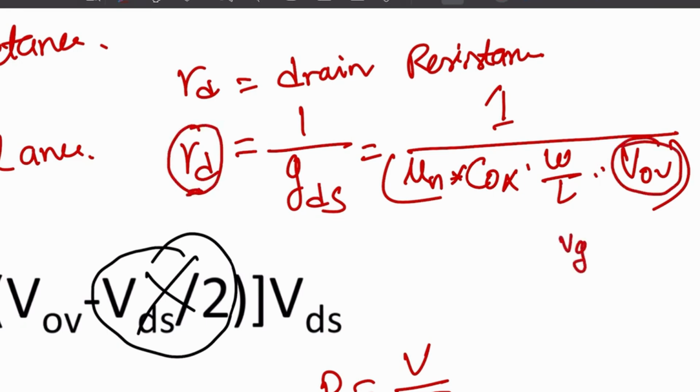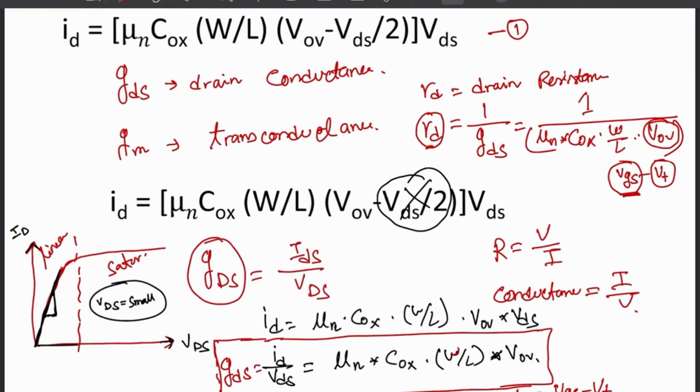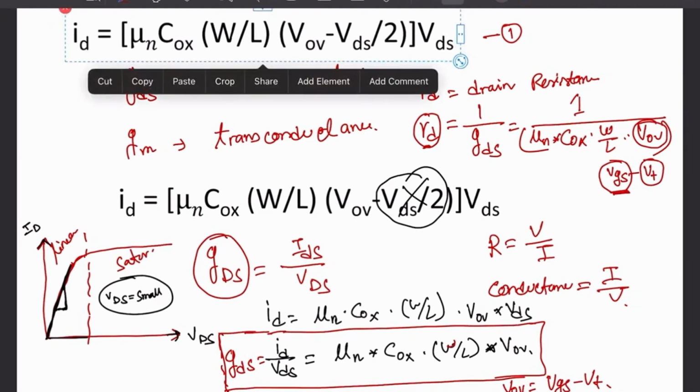VOV means VGS minus VT. This is the constant. So VGS. So we can say that the output resistance RD is controlled by the input voltage VGS. So we can use a MOSFET as a voltage controlled resistance. Okay. So this is a concept of GDS, RD and the voltage controlled resistance as well as the voltage controlled current source. So this is the derivation of the GDS and RD.